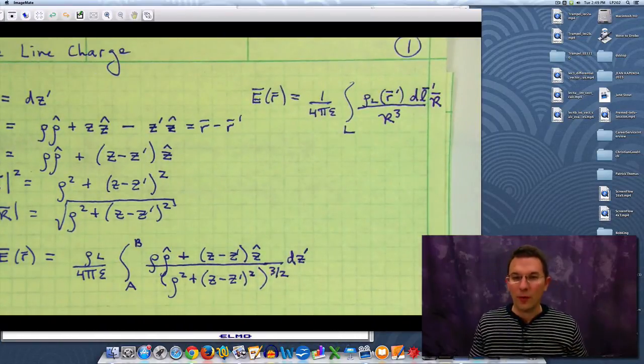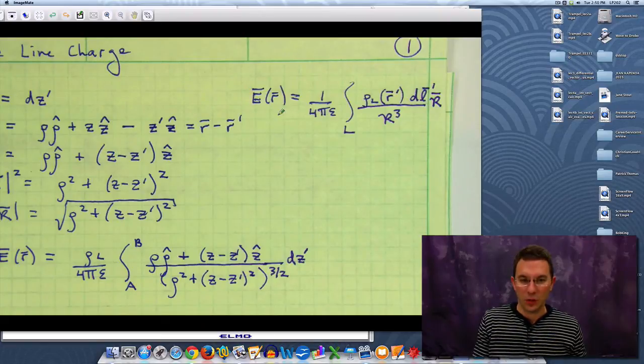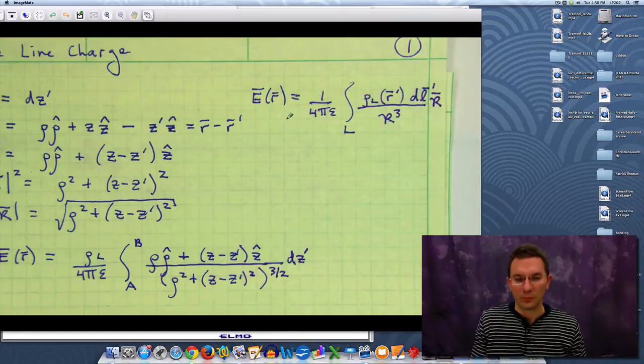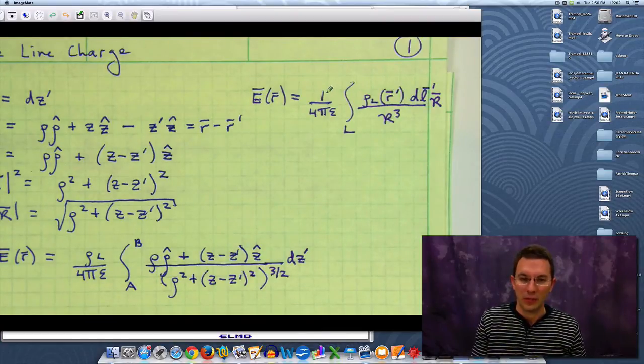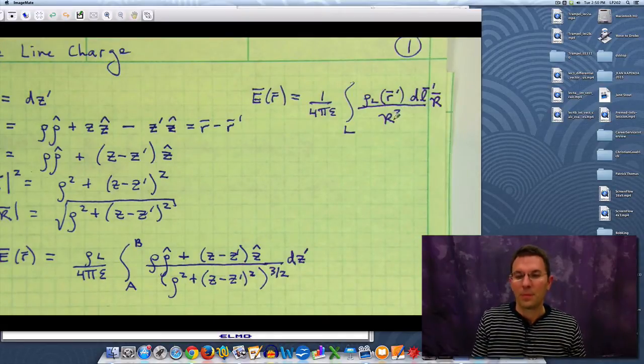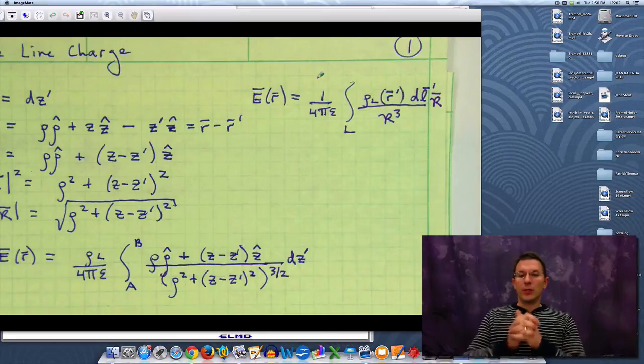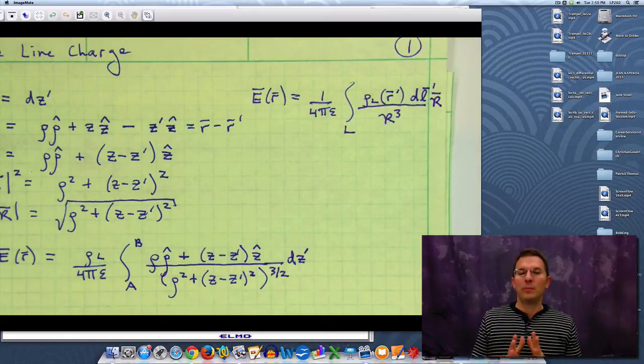So the most general equation that we have to deal with is right here. This is one of the equations from the previous slide. The electric field at a point R due to a linear charge distribution is given by 1 over 4 pi epsilon times the charge distribution times a differential length divided by the cube of capital R pointing in the R direction.